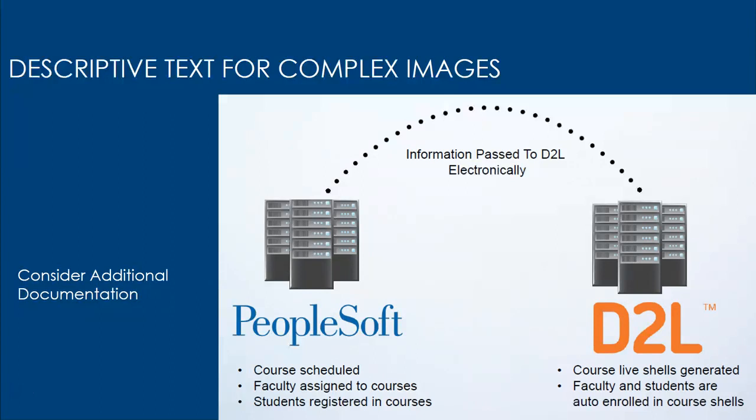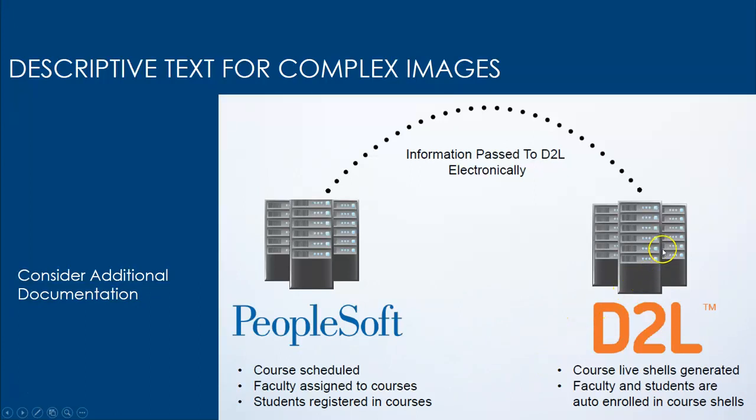The other thing is when it comes to more complex images. This is obviously an older image because we refer to D2L, but we used this at one point to talk about how information is passed between PeopleSoft and D2L. There's this course schedule involved, faculty signed and whatnot. So this is a very complex image, and alt text only holds so many characters. I can't remember exactly how many off the top of my head, but I know it's limited. So sometimes you have to consider where that information is going to be stored.